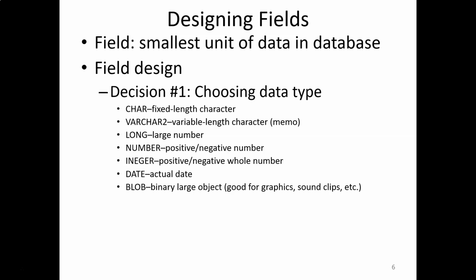Choosing the right data type is very important because that's going to determine how efficient your database is during processing. Here we have a list of common data types. We have the fixed length character, variable length character, long number, integer, date, and the blob, which stands for binary large object, for graphics, sound clips, and movie clips. Usually it can hold about 4 gigabytes of information. Different database management systems also have different data types.